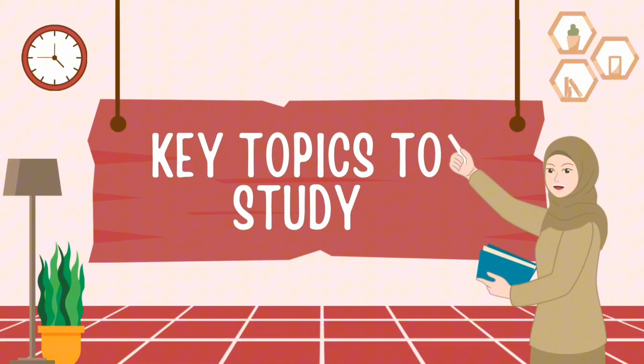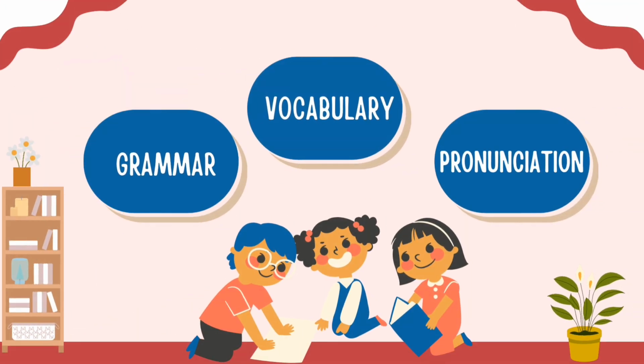Now, let's talk about the essential subjects you'll need to study to succeed in the TOEFL. We'll focus on 3 key areas. The first one is grammar. The importance of understanding English grammar rules and how they apply to the test. The second is vocabulary. Vocabulary is about building a strong vocabulary to help you understand and answer questions accurately. The last is pronunciation. Tips to improve your pronunciation, especially for the speaking section, to ensure your responses are clear and understandable.